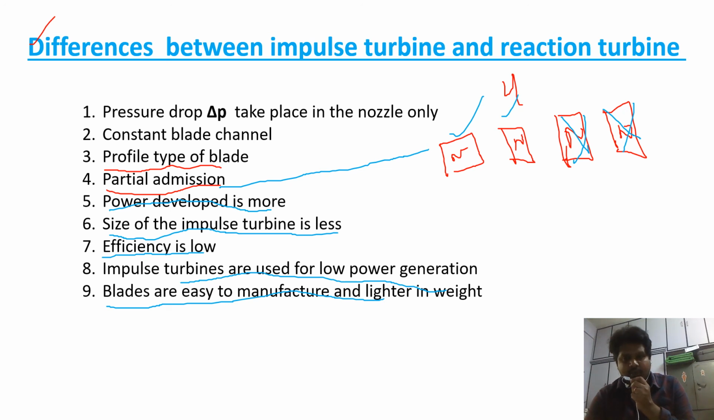So with this I stop here. In the next class we will see a very important topic, velocity diagrams for impulse turbine.